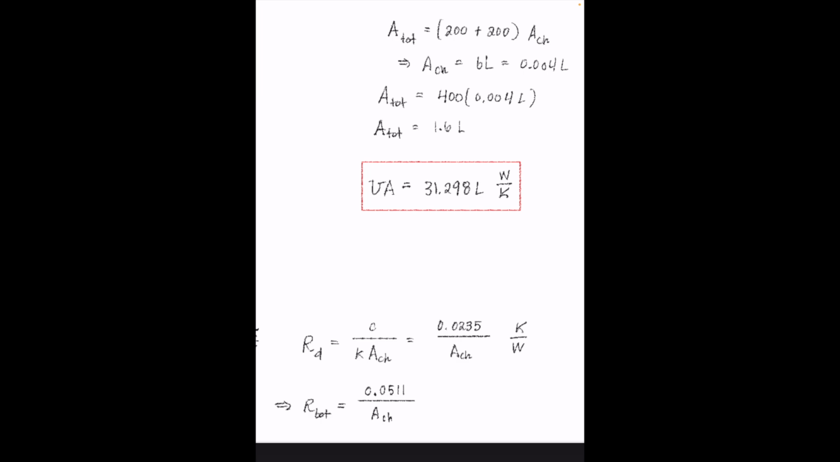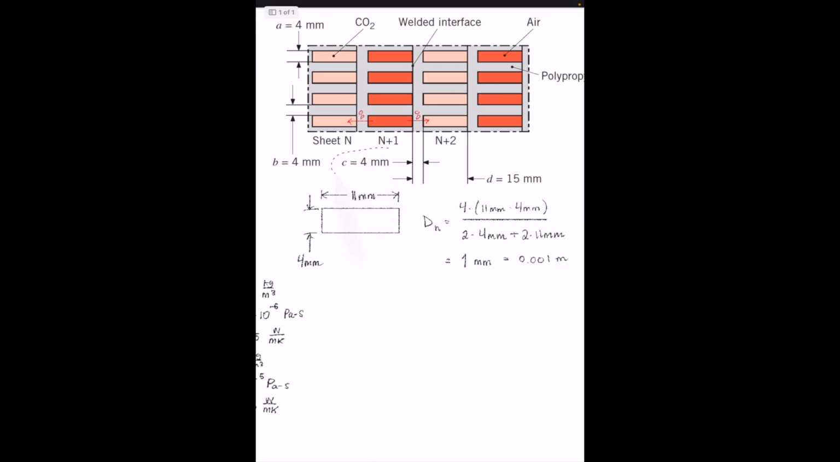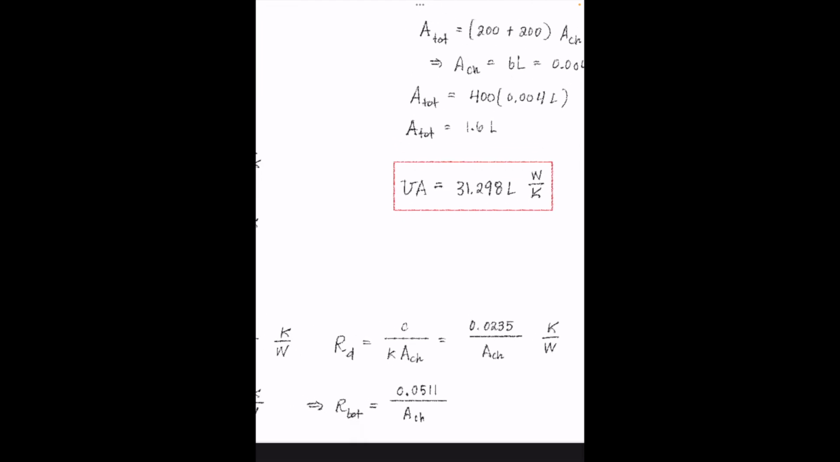We additionally have our resistance to conduction within the wall, which will be the width of the wall, which is the C value, defined right up here in our diagram, C, divided by the thermal conductivity of the wall times the area of the channel. And that gets us a value of 0.0235 over our channel area, Kelvin per watt. And then we sum all of that together to get a total resistance of 0.0511 divided by our channel area.